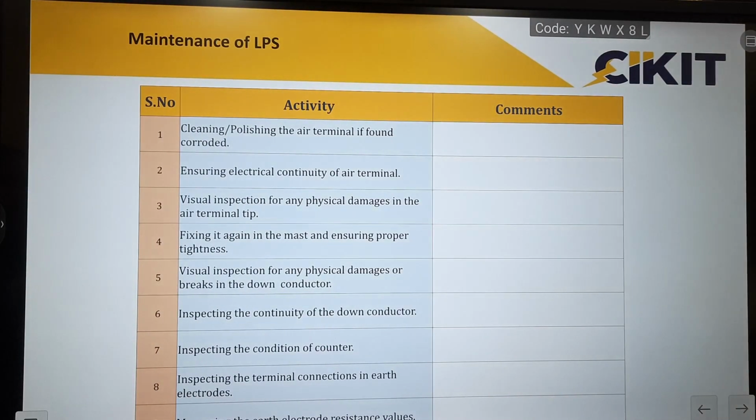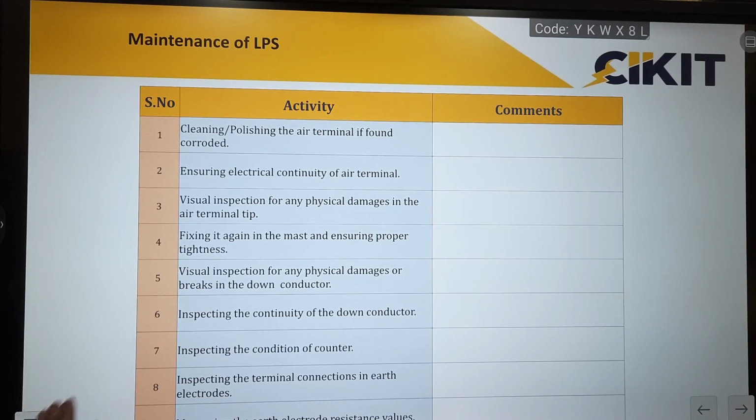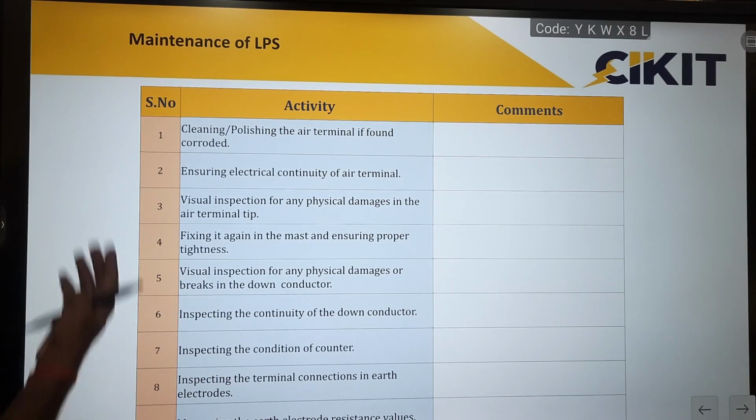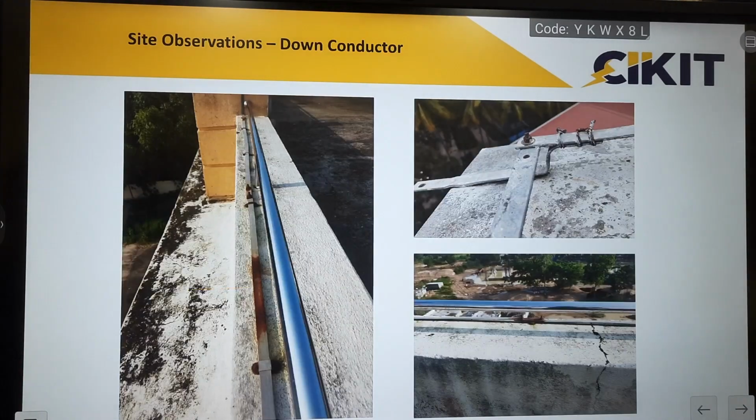So these are some of the points that have to be considered while performing the maintenance of the lighting protection system. In a lighting protection system, the continuity plays a major role. So we have to examine the continuity of conductors from the air terminal to the earthing, and all the in-between connections have to be examined, and the value of the resistance has to be checked. These are the important points that we need to check while performing this maintenance.